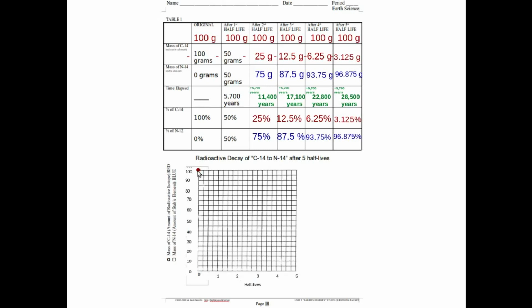Now, you don't have to do these in color. You can colorize these if you want to afterward, but let's do it in pencil first. And so the next one's going to be 50 grams after 1 half-life. So go to 1 half-life, go up and find 50, and make a little circle.